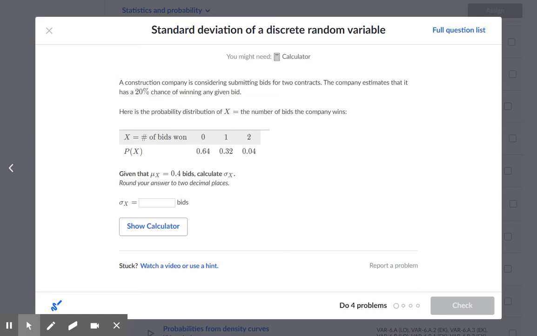So the x value 0, you take 0 minus 0.4, which is the mean. They tell you that that's the mean. You square it, and then you add it to the next x value, 1. So 1 minus 0.4, and then you square it, plus the next x value, 2 minus 0.4, and then square it. Then you divide by, ladies and gentlemen, the population size, which is 3 in this case.